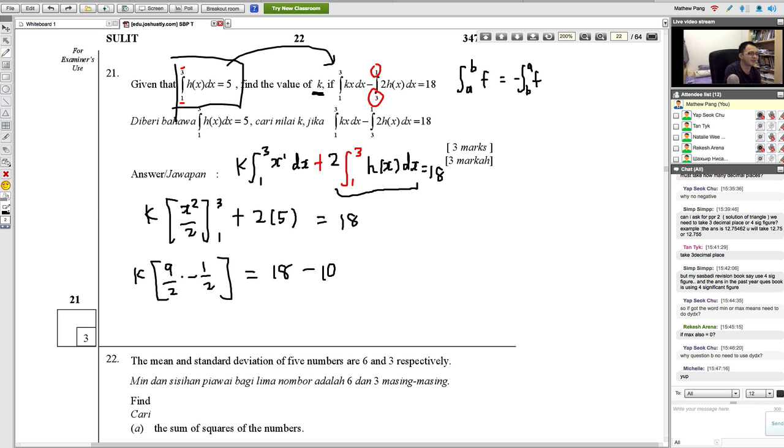Alright, so this is 8 over 2, which is 4k, equals 8. So k equals 2. Alright, this is how we solve a question like this. Make sure you understand this one, and make sure you know the constant value. You can always take it out like this, then substitute the information into there. It's not so difficult if you understand this.